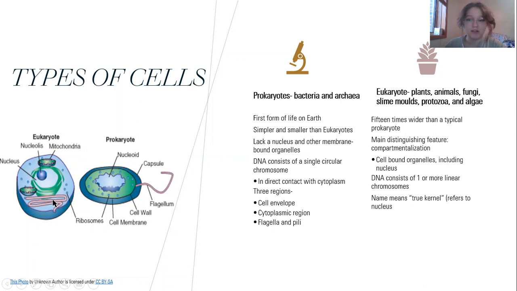And this has created their membrane-bound organelles, which includes the nucleus, as you can see right here, which separates the nucleolus and the DNA from the cytoplasm. Now, the DNA consists of 1 or more linear chromosomes, which is another huge distinguishing feature of it from the prokaryote. And the name itself, eukaryote, means true kernel, which refers to the nucleus.